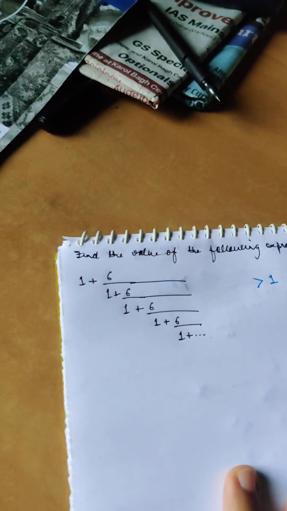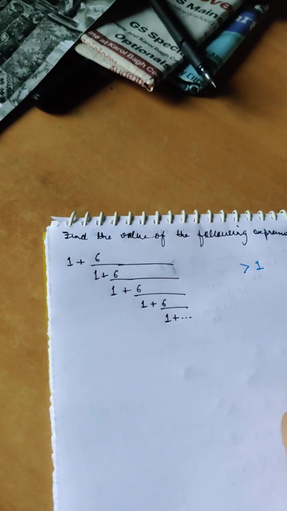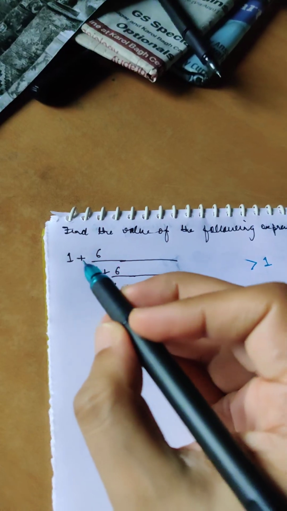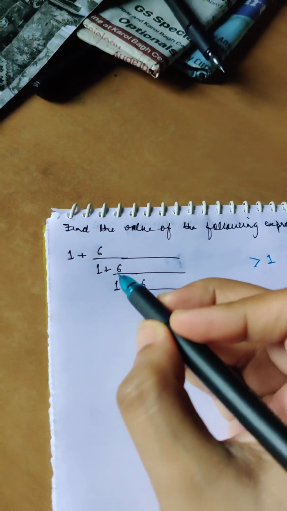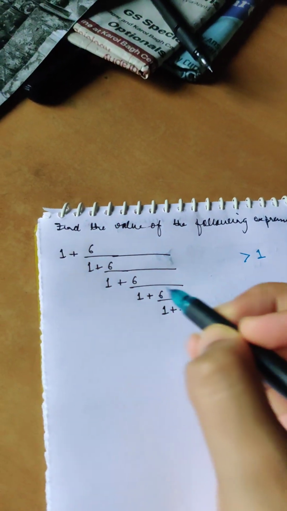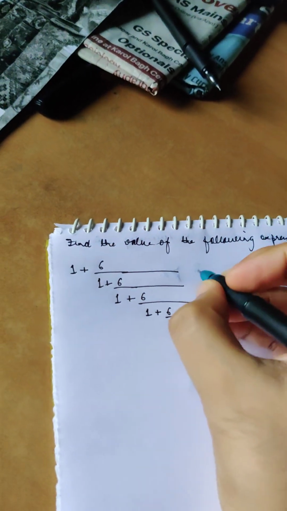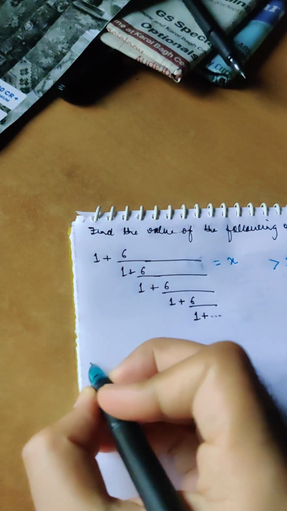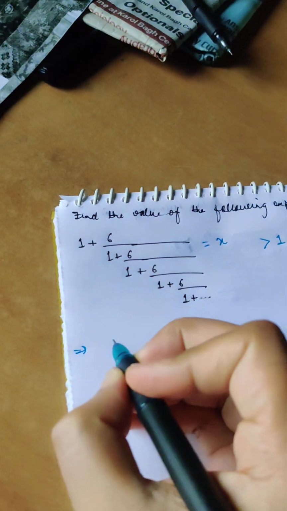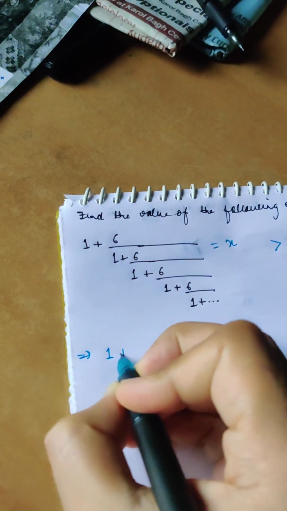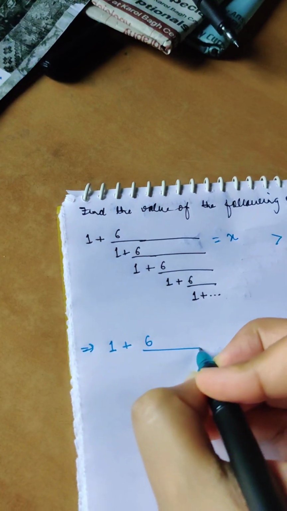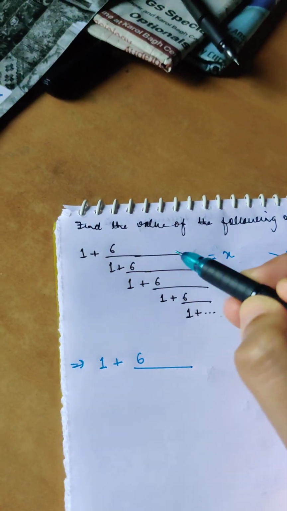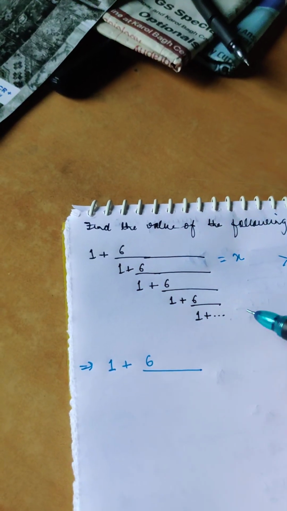Let's begin. So the first step is that we observe a sequence, and that sequence is 1 plus 6 upon, and this starts to repeat. So we'll assume this to be x. Now what do we see? We write this as 1 plus 6 upon. Now watch carefully. 1 plus 6 upon, this starts to repeat.